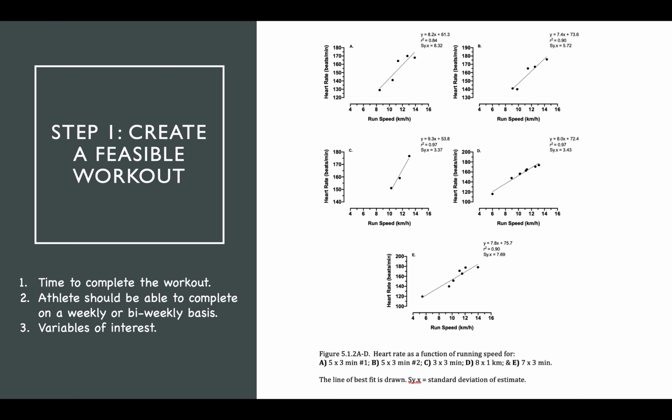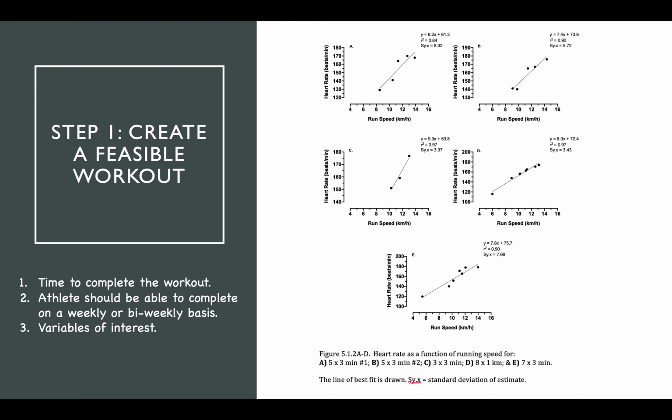So I tested out 5 different types of fartlek workouts. In graph A, we did 5 times 3 minutes, and it was increasing effort level. So we always used RPE because that was what worked best for our participant group. And each 3-minute interval was done on a different day. But the reason why we wanted to do it on different days was because we wanted to minimize the effect of one interval on another in terms of running speed and heart rate.